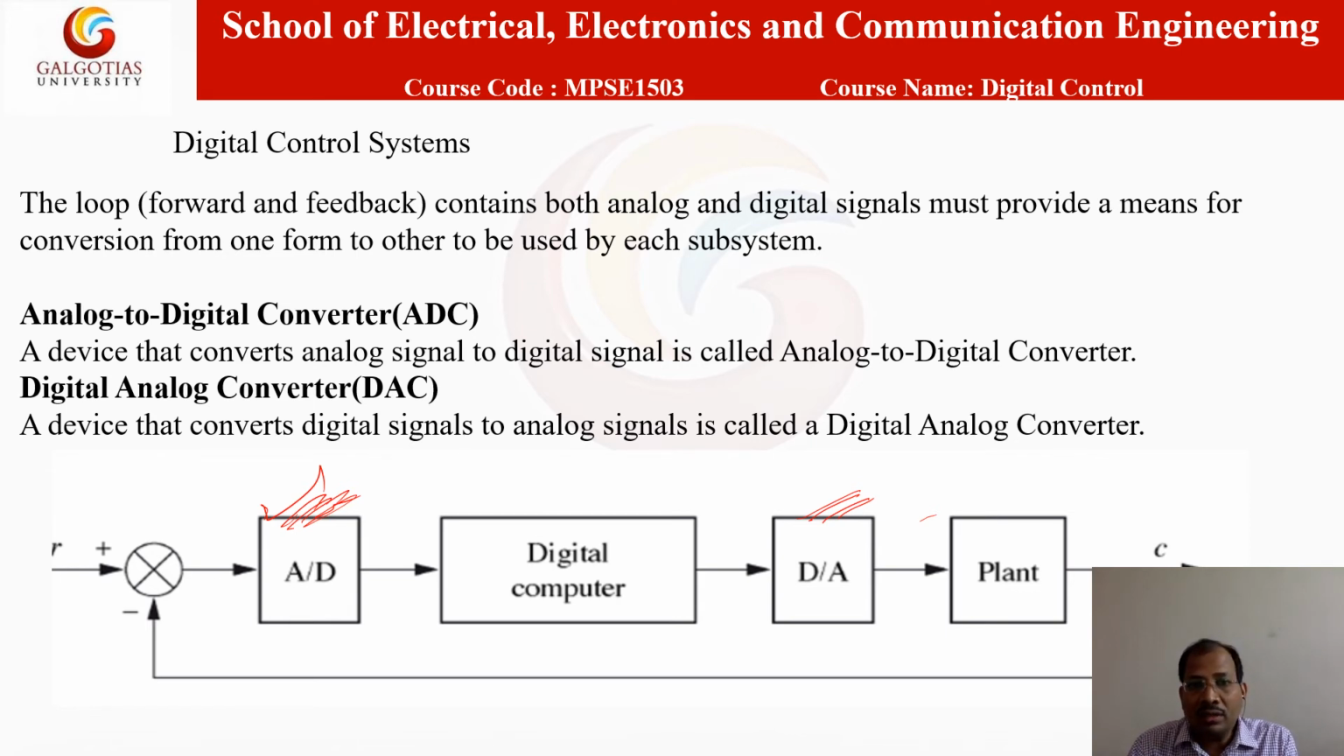A device that converts an analog signal into a digital signal is called an analog to digital converter, shortened to A to D. And a device that converts a digital signal into an analog signal is called a digital to analog converter. So we will give a short description of these devices.